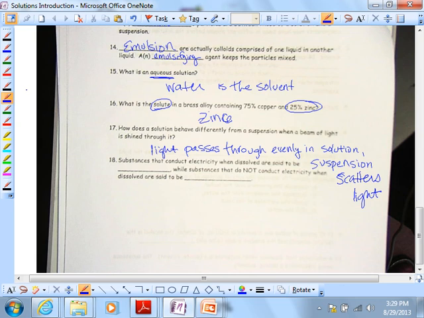All right? And then lastly, substances that conduct electricity when dissolved are said to be electrolytes, while substances that do not, very simply, are non-electrolytes.